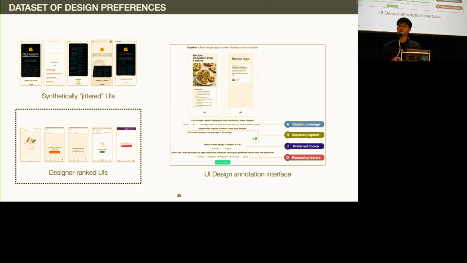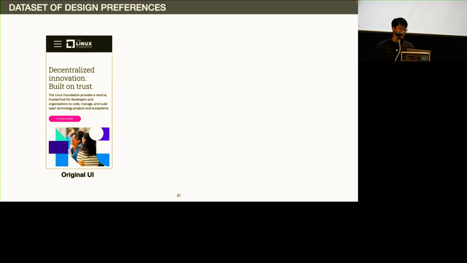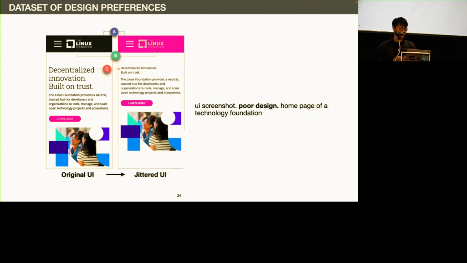And so these are definitely more reflective of subjective preferences. In addition to this idea of getting preference pairs, we can also generate textual descriptions of screenshots that are enriched with design information. So we can start with this UI and a basic caption, like homepage of a tech foundation. For the original or good UI, we can prepend a prefix that says, well-designed homepage of a tech foundation. And for the jittered or non-preferred one, we can change that to poorly designed homepage of a tech foundation.